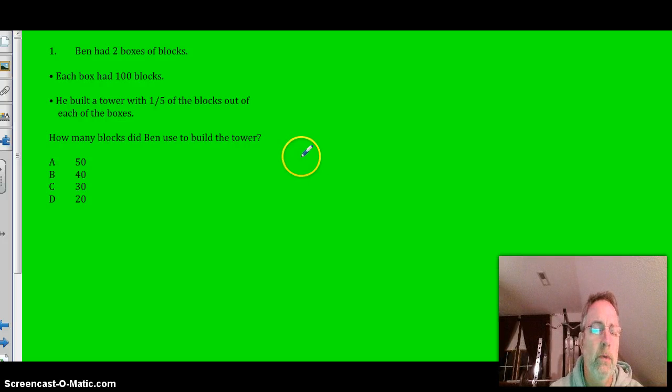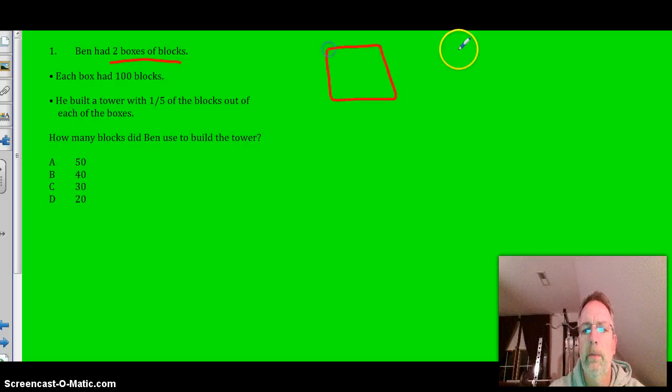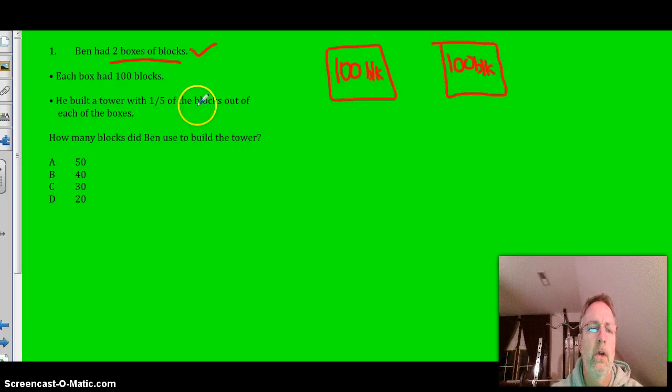So again, I hope you've at least read it one more time. So let's start making a visual model to help us see what's going on. First of all, let's draw the 2 boxes of blocks that he had. It doesn't have to be pretty. That's 1 box and 2 boxes. Now in each of those boxes there were 100 blocks, and I'm just going to put BLK. Another 100 blocks here also. So 100 blocks in each.